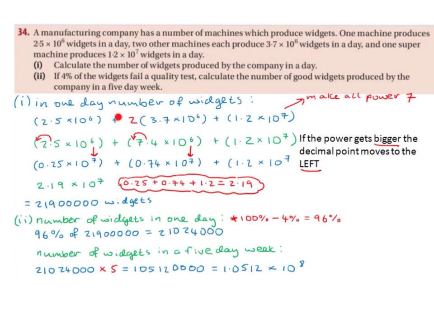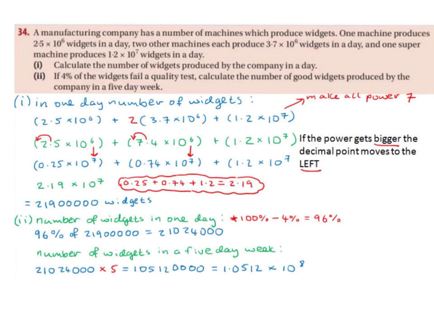Now, since we are adding three numbers in scientific notation, we need to have the powers of 10 matching. We have 10 to the power 6, 10 to the power 6, and 10 to the power 7. So I'm going to make them all power 7. I could have made them all to the power 6 if I wanted to.